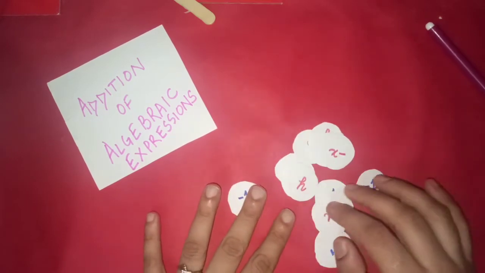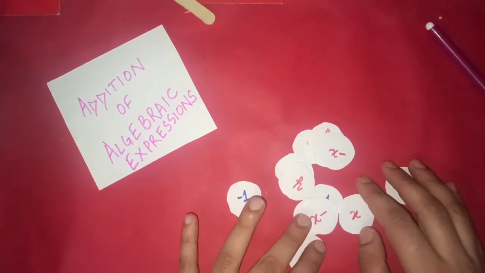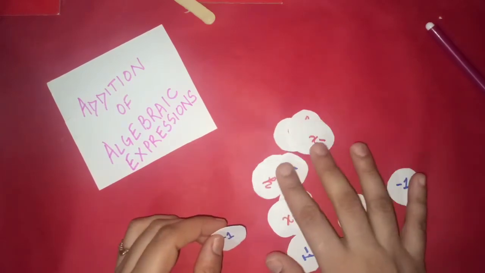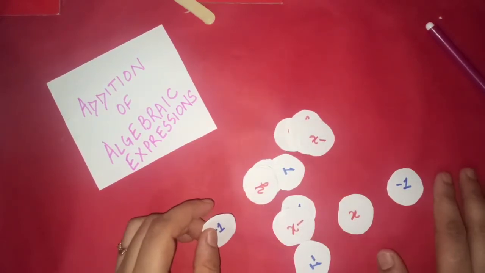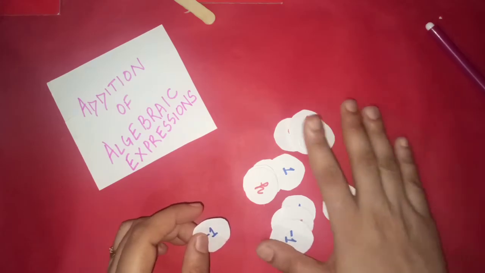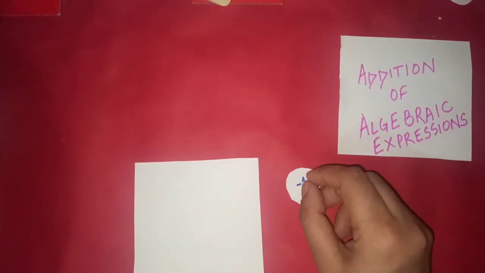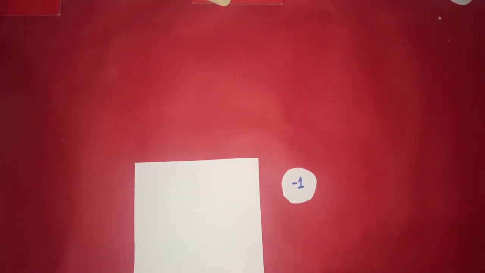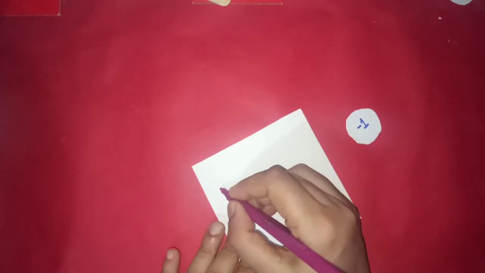To explain addition of algebraic expressions, I have made these cards. You can call them algebraic tiles, or positive 1. If I flip it, I get negative 1. So on paper we would write it like this.